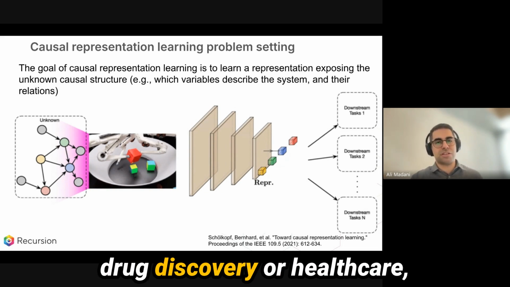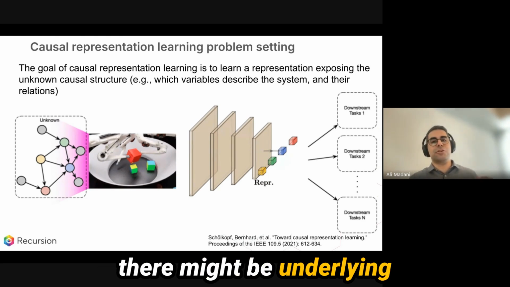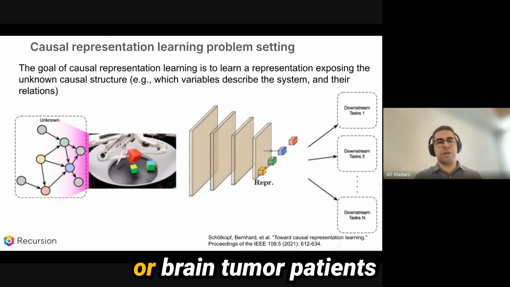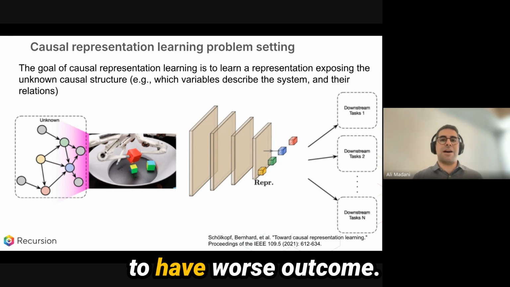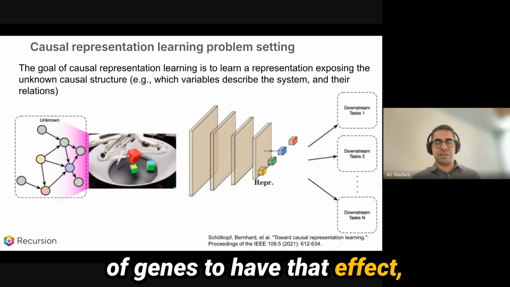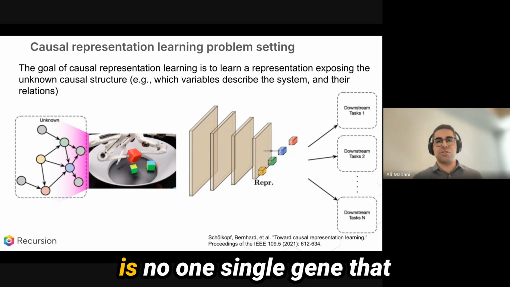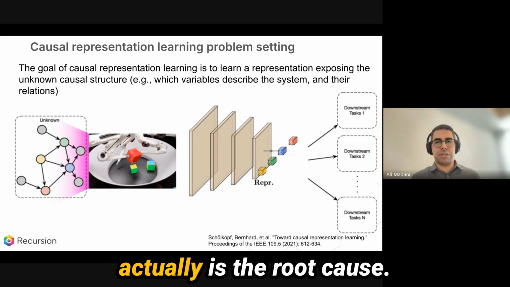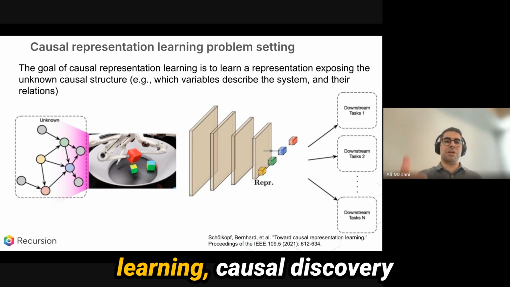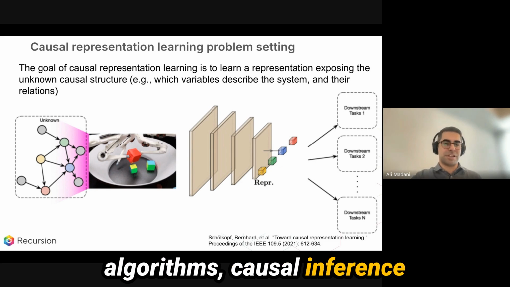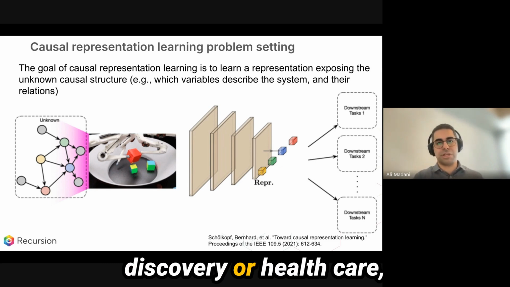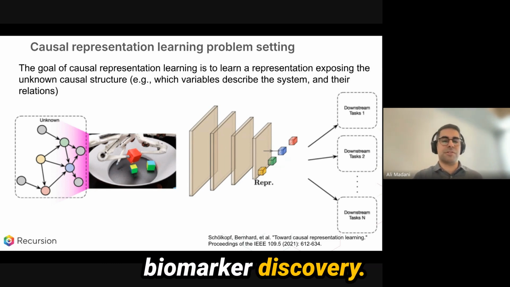For example, if we get into drug discovery or healthcare, there might be underlying root causes for specific patients, for example, breast cancer patients or brain tumor patients, to have a worse outcome. We don't expect thousands of genes to have that effect, but definitely, because it is a complex disease, there is no one single gene that is the root cause. And now the question is, how could we benefit from, for example, causal representation learning, causal discovery algorithms, and causal inference algorithms to assess those causal relationships for different purposes? For example, in drug discovery or healthcare, for target identification and biomarker discovery.